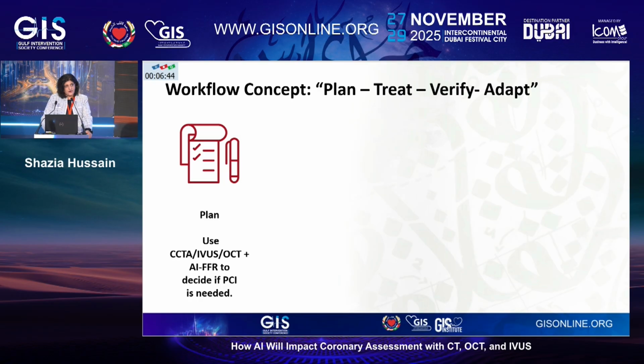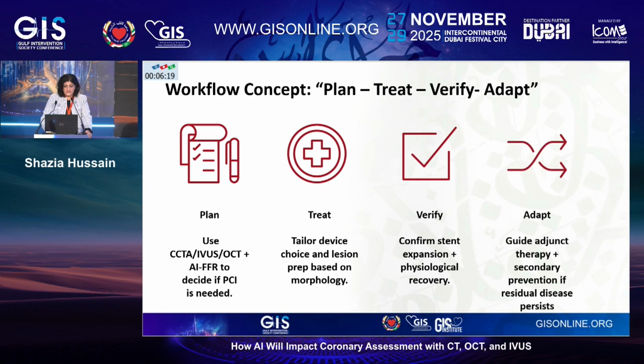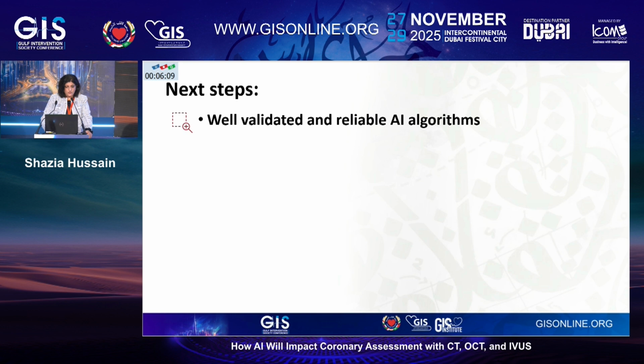So we've done a thorough assessment guided by AI. We can use AI for lesion preparation, planning, optimization, and long-term management of patients. And then we treat the patient according to the information that we've got from AI and verify the result as well. And as I've mentioned, we can then adapt their management long-term to reduce their overall coronary risk in the future. So what are the next steps?